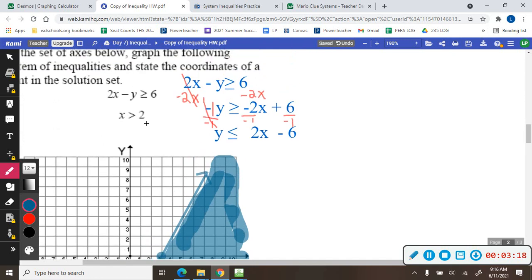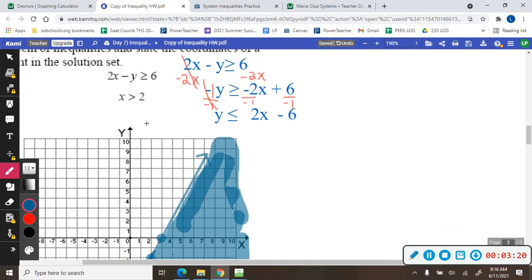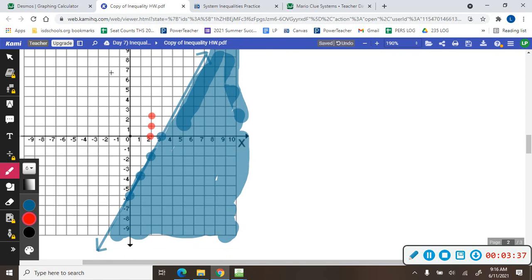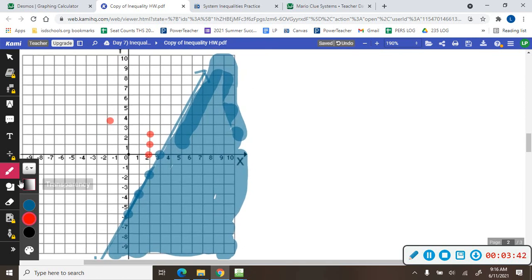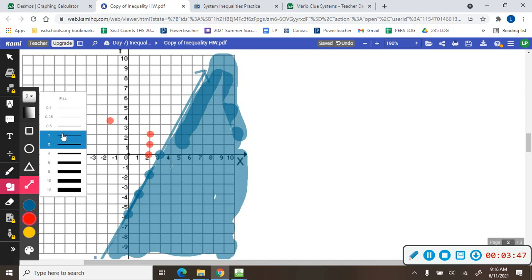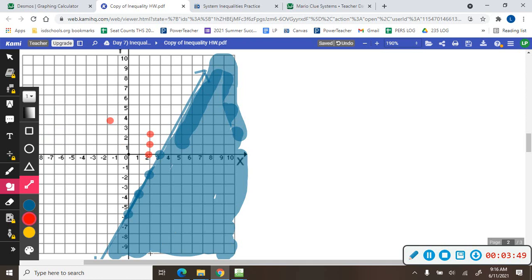Now x is greater than 2. Remember, when it's just x without a y, that means a vertical line. So I start at 2. X is 2. X is 2. X is 2. That's what this means. X is 2 everywhere. So it's just a vertical line. It goes straight up and down.